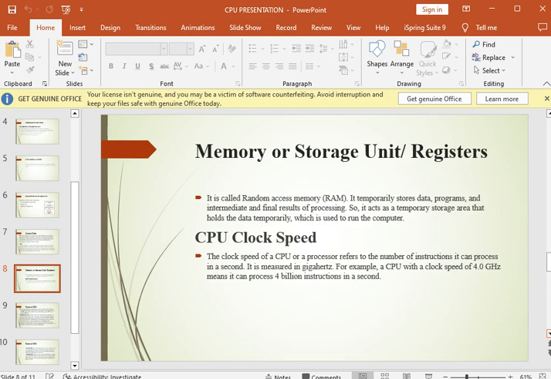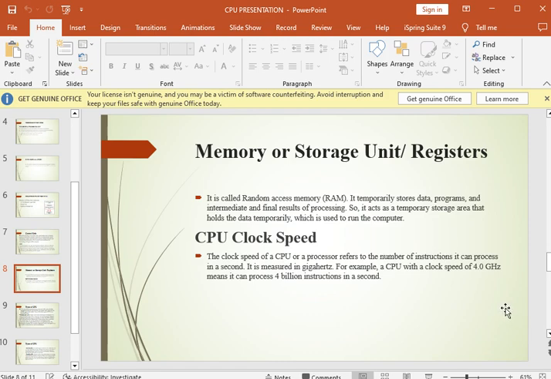Then we move to memory storage unit, which is also called the register. It is called random access memory, that is RAM in short. It temporarily stores data, programs, and intermediate and final results of processing. So it acts as a temporary storage area that holds the data temporarily, which is used to run the computer.